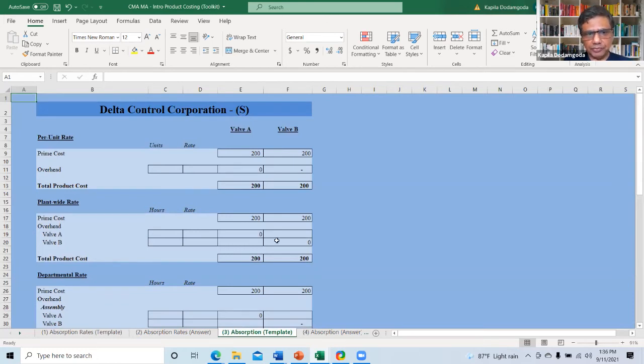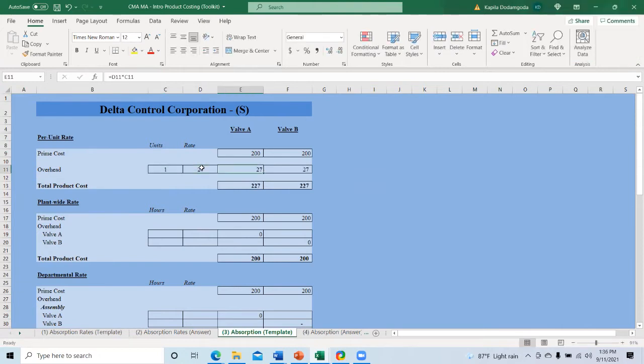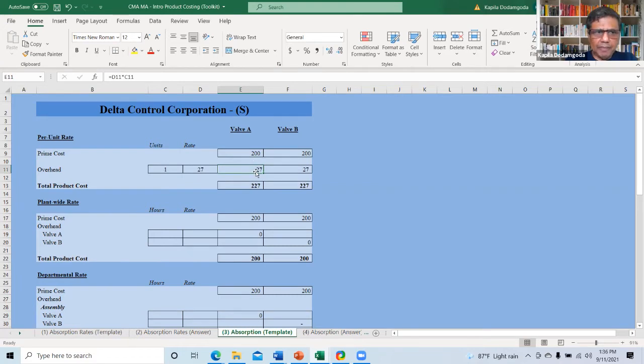And how much is our prime cost? 200. How do you get this? That's direct material plus direct labor: 140 plus 60, 200. And then the overhead rate will be the per unit rate, which is 27. So valve A will get $27 per unit, and valve B will also get $27 per unit. So altogether it will be $227 and $227, because we are not differentiating by product. We are sharing the overheads equally, treating them equally. Therefore both products get the same overhead per unit, and since the prime cost is also the same, the total cost per unit is the same. There is no differentiation.